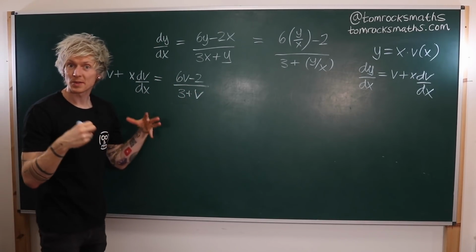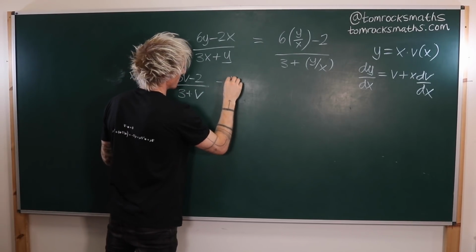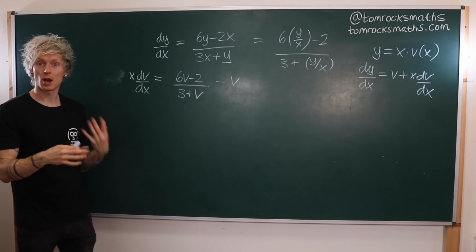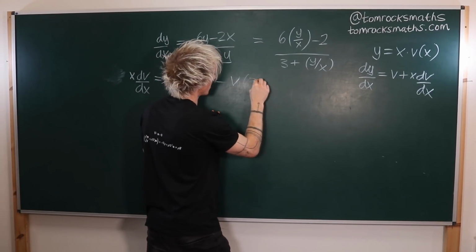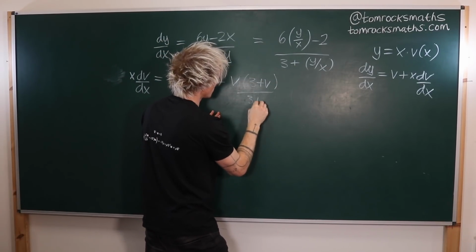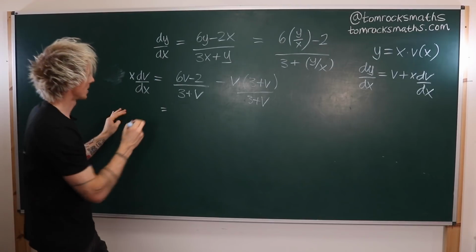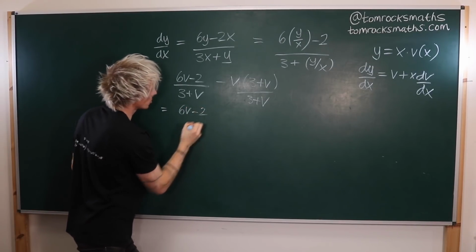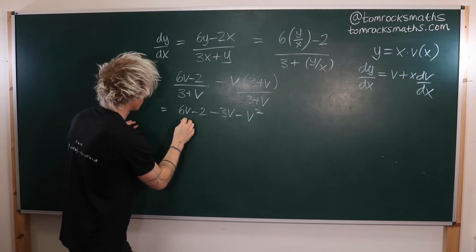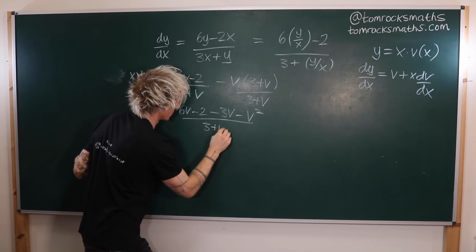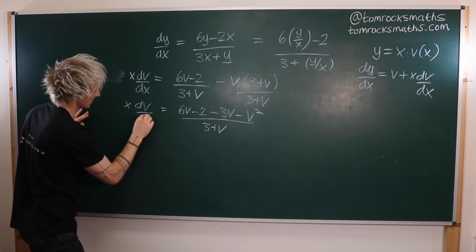Now we subtract v from both sides, so this one disappears, this becomes minus v, and of course we want this over a common denominator, which means multiplying v by both 3 plus v on the top and 3 plus v on the bottom. And then we can simplify that to now get 6v minus 2 minus 3v minus v squared, all divided by 3 plus v. And then we know that x dv by dx is equal to this.